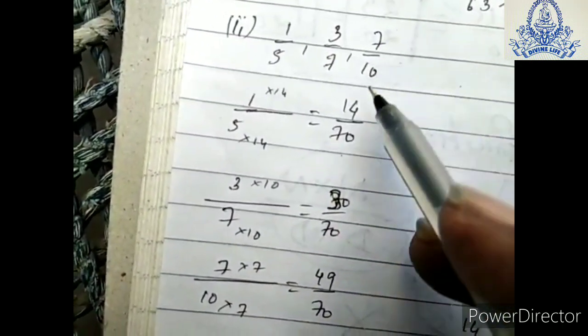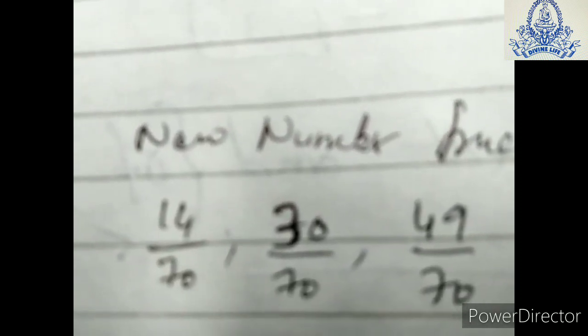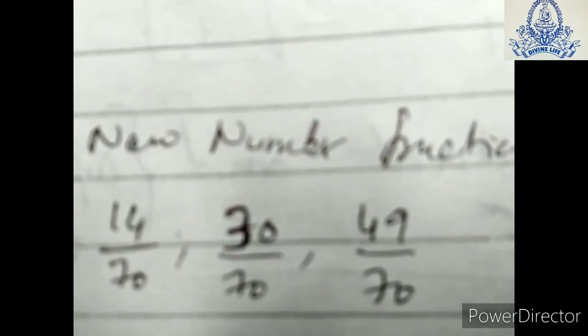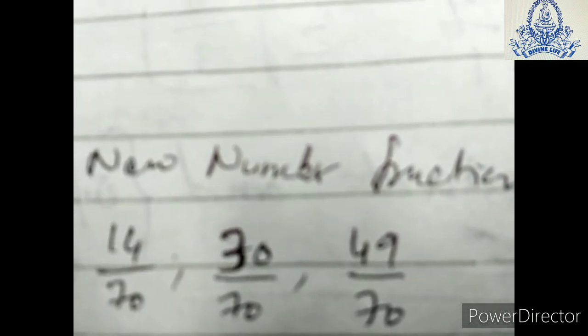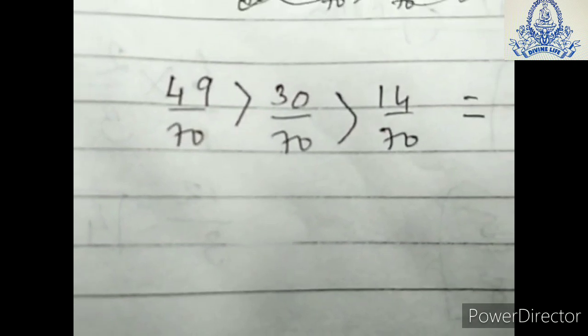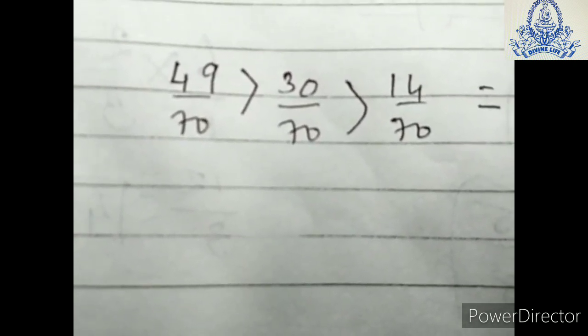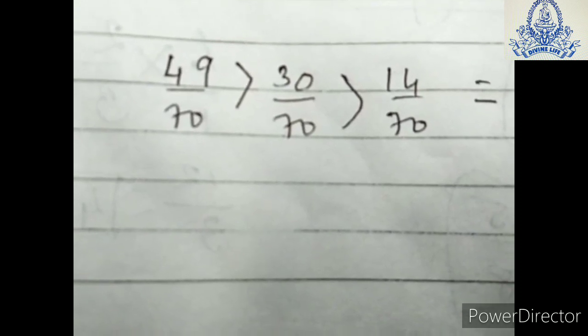In the same way, the third is 7 upon 10. 10 times 7 is 70. The same 7 will be multiplied by numerator, 7 times 7 is 49. The new numbers we have got are 14 upon 70, 30 upon 70 and 49 upon 70. So we will arrange them in descending order: 49 upon 70 is the greatest, after that 30 upon 70 and then 14 upon 70.